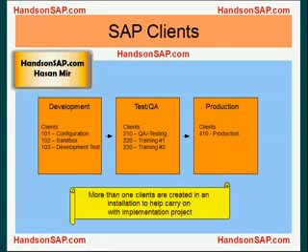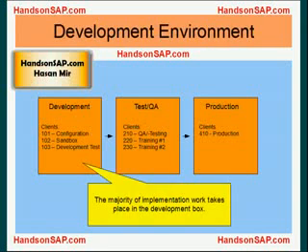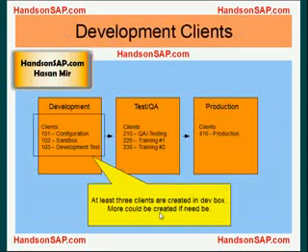Okay, so more than one client is created in an installation to help carry on with the implementation project, and that's what we're going to see in this tutorial, how creating multiple clients would help you carry on with your implementation project. So the majority of the implementation work takes place in the development box. That is the first box here. At least 3 clients are created in the dev box. More than 3 could be created if need be.